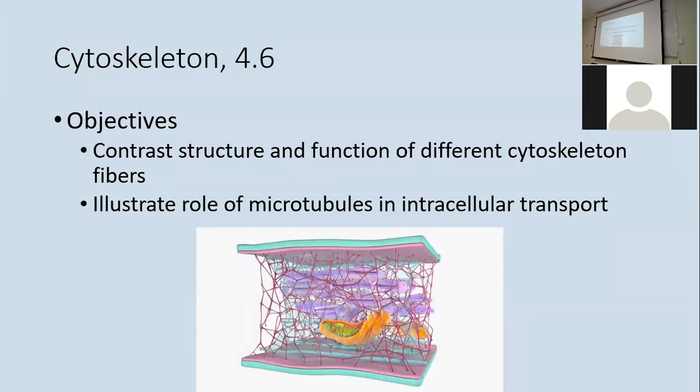So we're going to talk about a few different cytoskeleton fibers, kind of what they look like, what they do. They do, for one, provide structure, but they also are able to move things around the cell. So we'll talk a bit about that also.